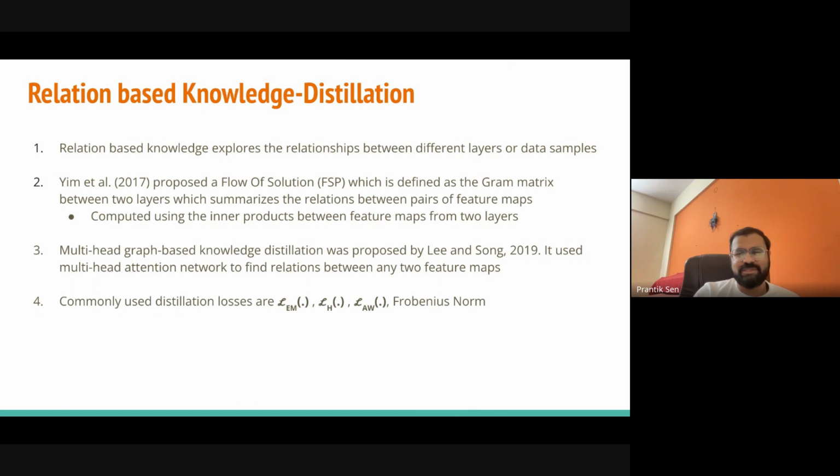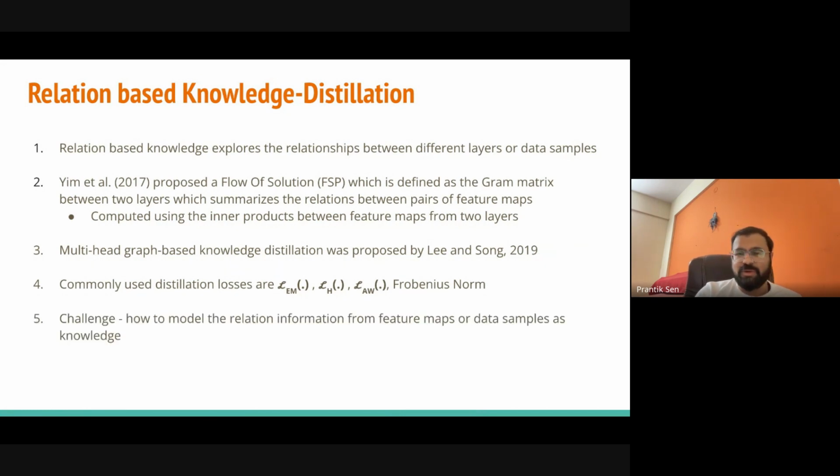And again, the commonly used knowledge distillation losses are expectation maximization, Huber loss, and Frobenius norm. Now, challenges. Here also there is a challenge: how to model the relation, what kind of formulation you want to have for relation based knowledge distillation, and what layers you are going to select. This is a very generic challenge with relation based as well as feature based knowledge distillation.